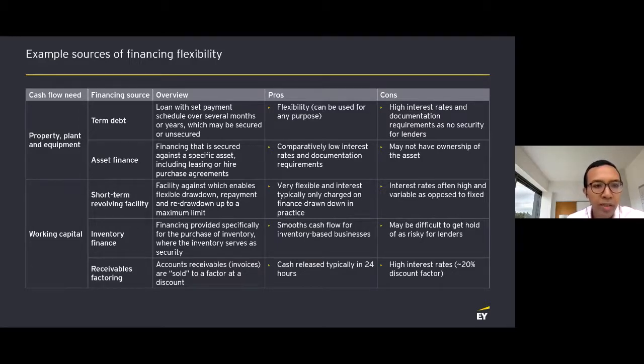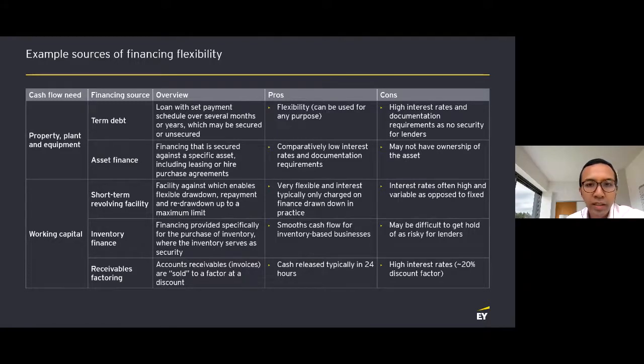Moving on to working capital, I think this is essential, especially during this COVID-19, we need to make sure that you've got sufficient credit facility with banks. Having a short-term revolving facility to support your working capital requirements is essential. Though it's quite flexible to have the revolving facility, the consideration we need to be aware of is that the interest rates could often be high.